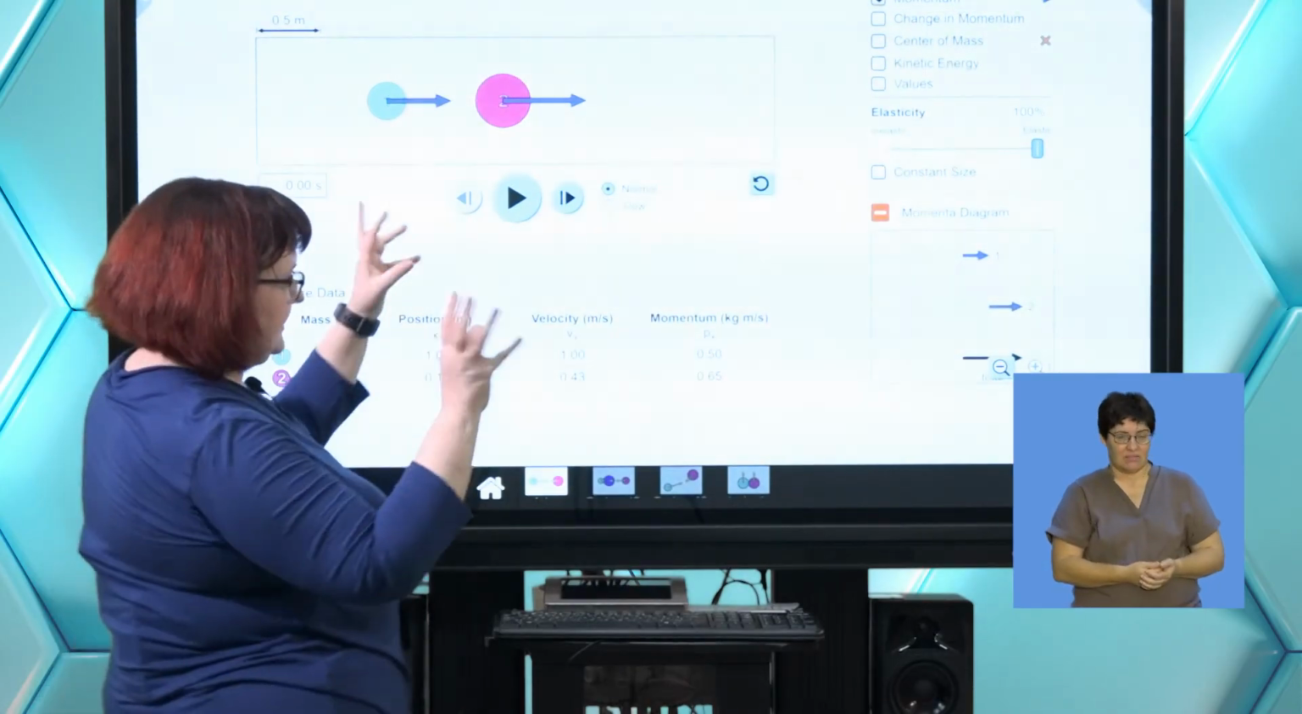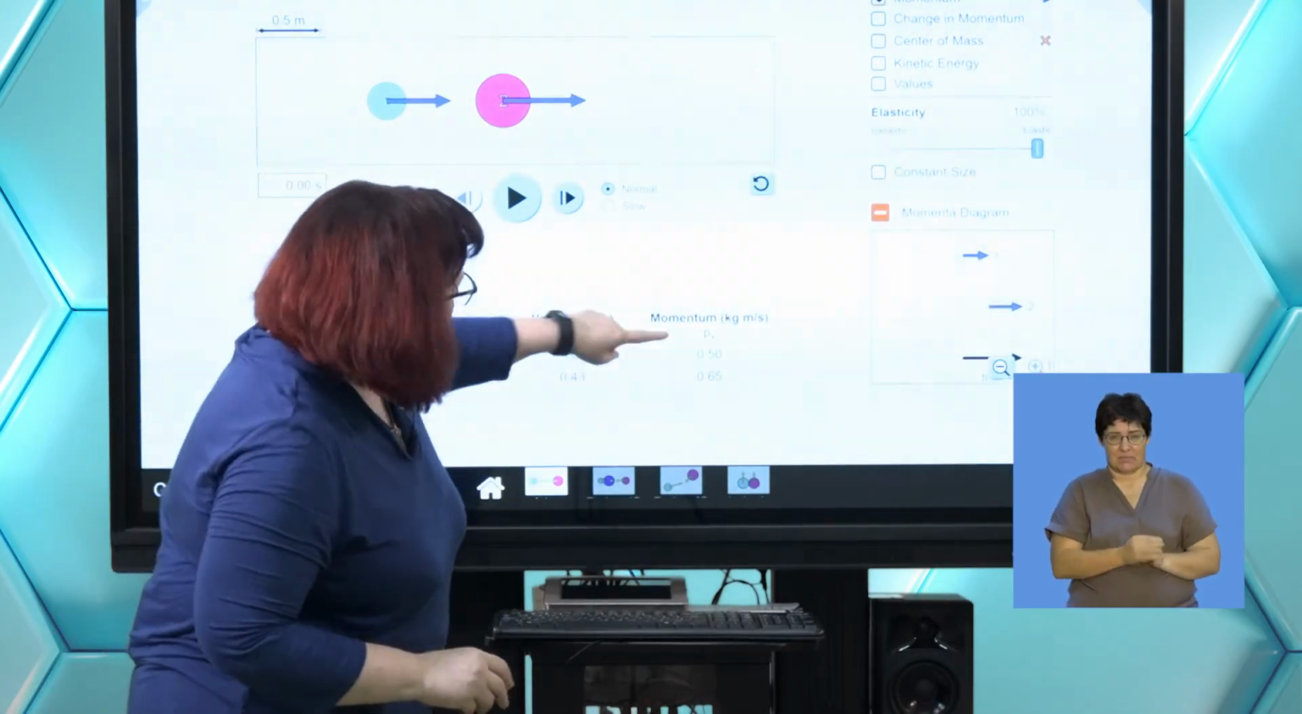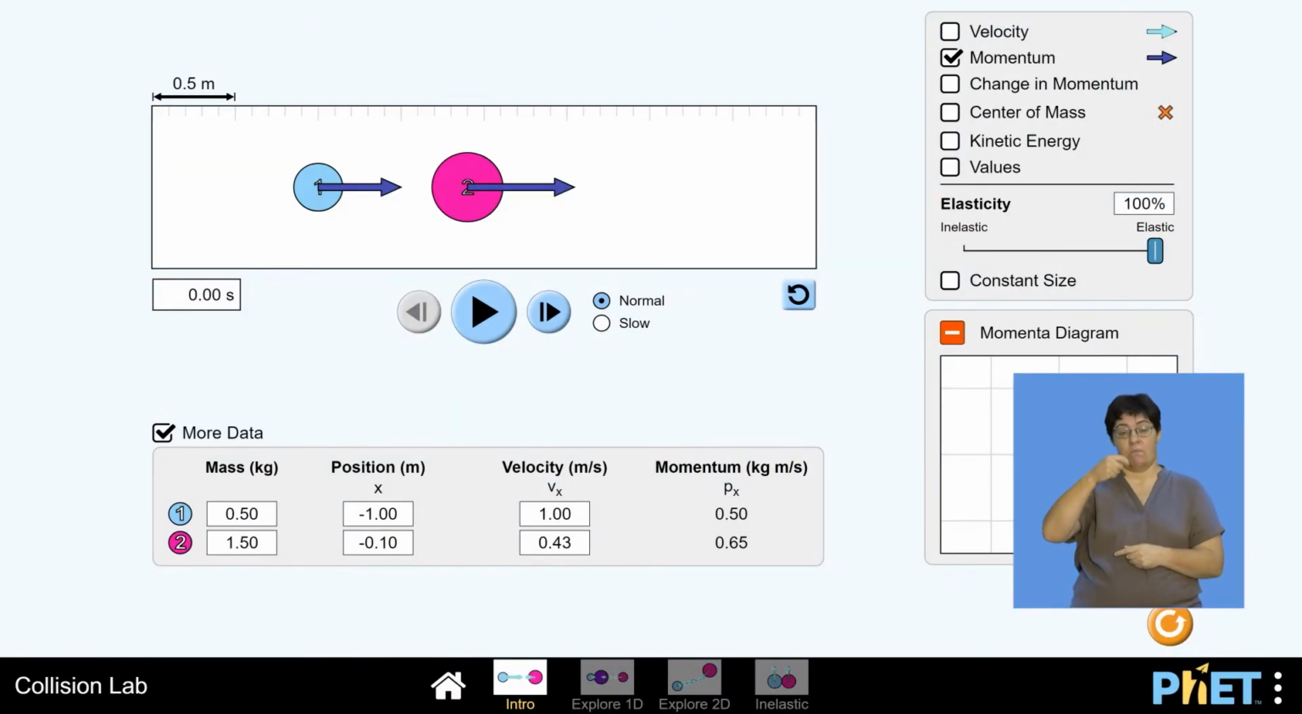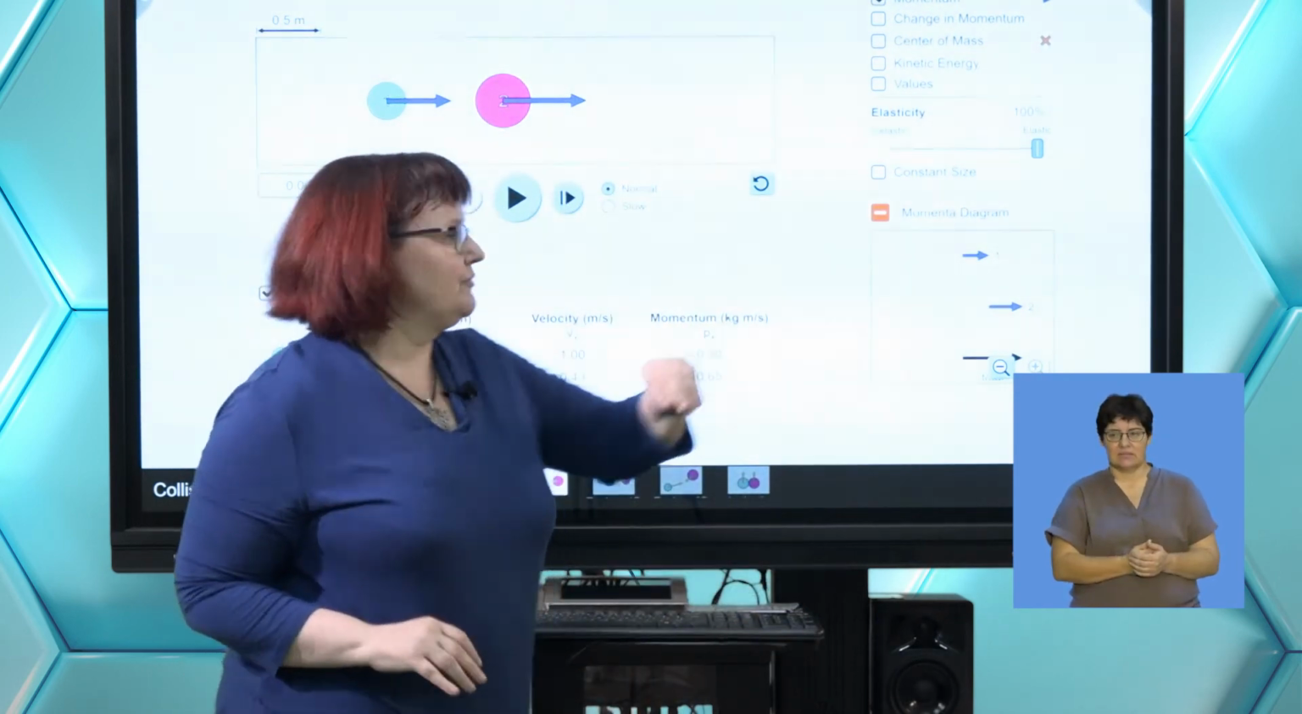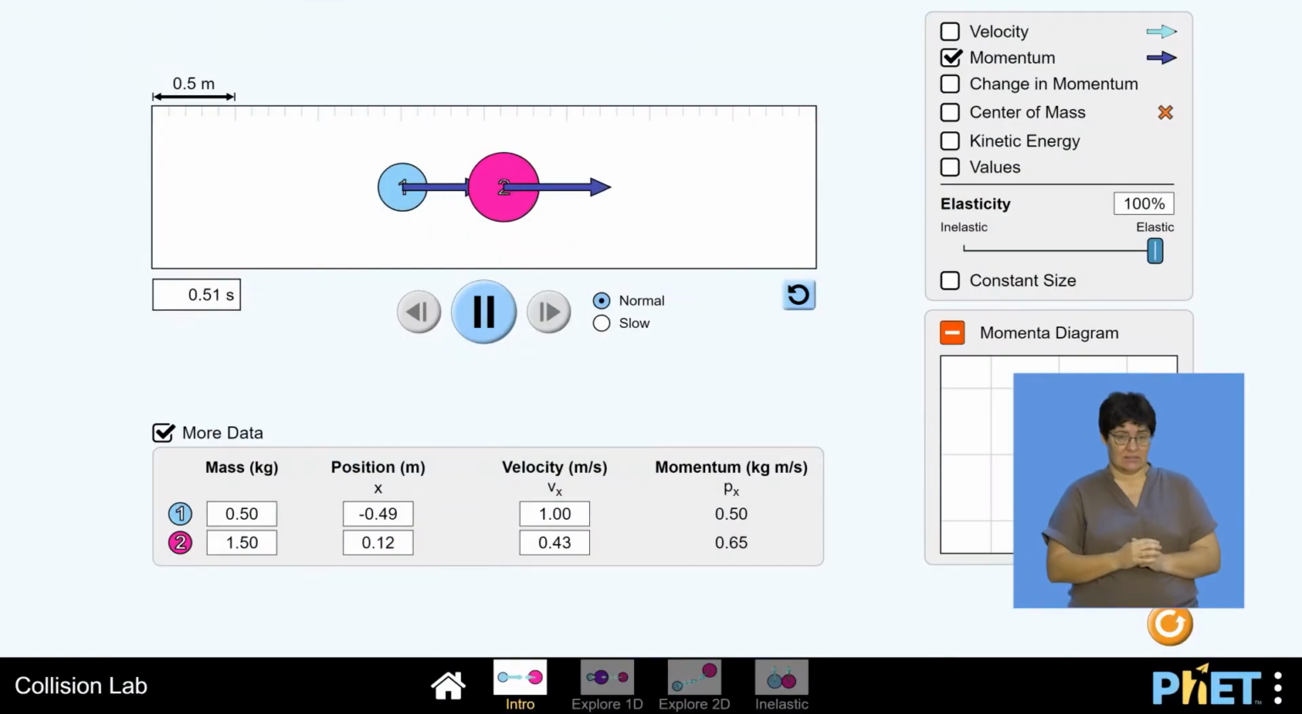Let's see what happens. Now, first of all, let's do the total. So we have 0.5 and 0.65. That's 1.15. Okay, I'm doing it quickly in my head. You guys can do it on your calculators, okay? But it's positive, so it's to the right. So let's see what happens. Oh.